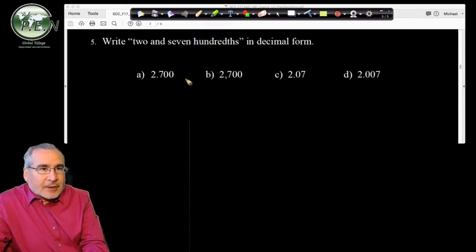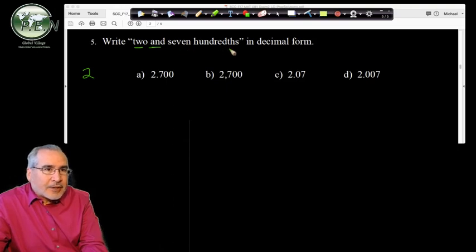So now we're asked to write something in decimal form. Wherever you see the "and," that's where the decimal is going to be. So 2 is the whole part. Sometimes it's better to go from the written word to a fraction and then turn that fraction into a decimal. 7 hundredths. What is 7 hundredths?